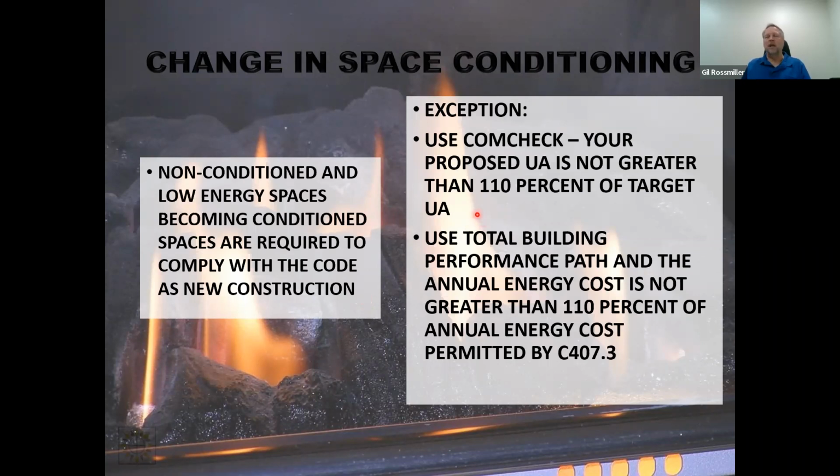You could use ComCheck, and it says your proposed UA is not greater than 110% of the target UA, meaning that when you run ComCheck, it can fail by 10%. That's essentially what that means. And the same thing if I do performance: it can cost 10% more than the reference design and still pass. So it cuts you a little bit of slack.